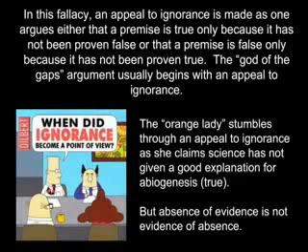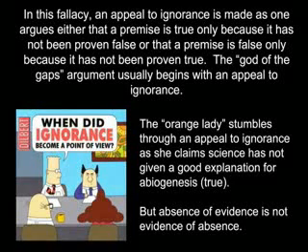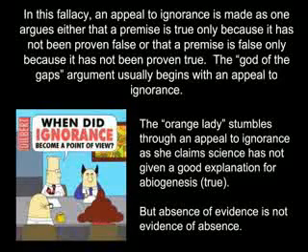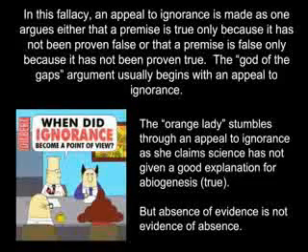Argument from ignorance. In this fallacy, an appeal to ignorance is made as one argues either that a premise is true only because it has not yet been proven false, or that a premise is false only because it has not yet been proven true. The God of the Gaps argument usually begins with an appeal to ignorance. The Orange Lady stumbles through an appeal to ignorance as she claims science has not yet given a good explanation for abiogenesis, which is true, but absence of evidence is not evidence of absence.